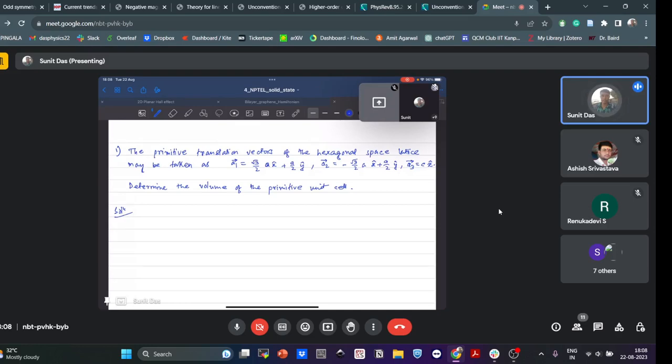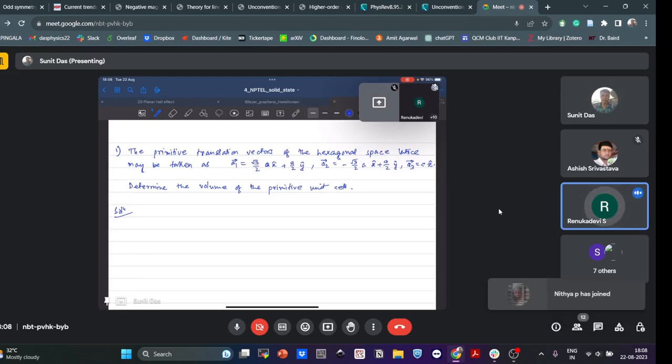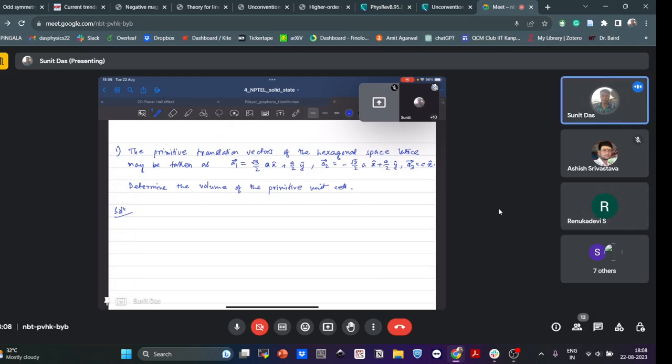So anybody got the answer? Sir, I think HCP is the reciprocal of the same HCP. The volume of the HCP means 3 root 3 A square C by 2 formula, or otherwise A vector dot B vector cross C vector, sir. Right, you're right.